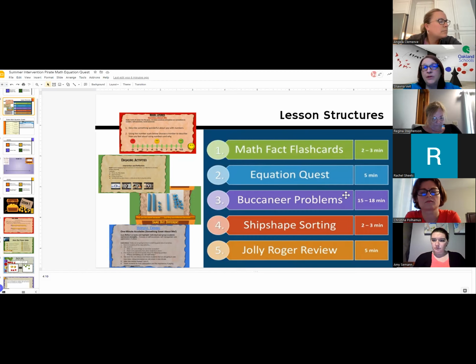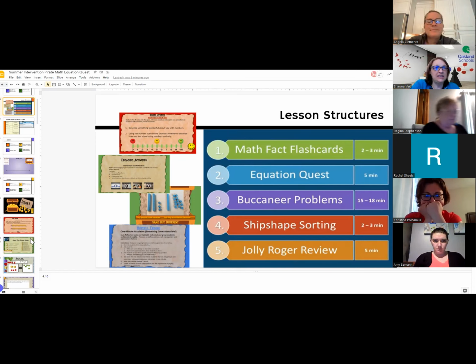The Buccaneer problems or the Jolly Roger review are also where we got our number talk prompts. So we knew that those were right on target with what students needed to be thinking about, what they needed to be solving, and having strategies to do. So very often, if you print off the student worksheets, you will see our number talk problem again, or you will see the graph problems again, because of how we chose to put them into the slides.